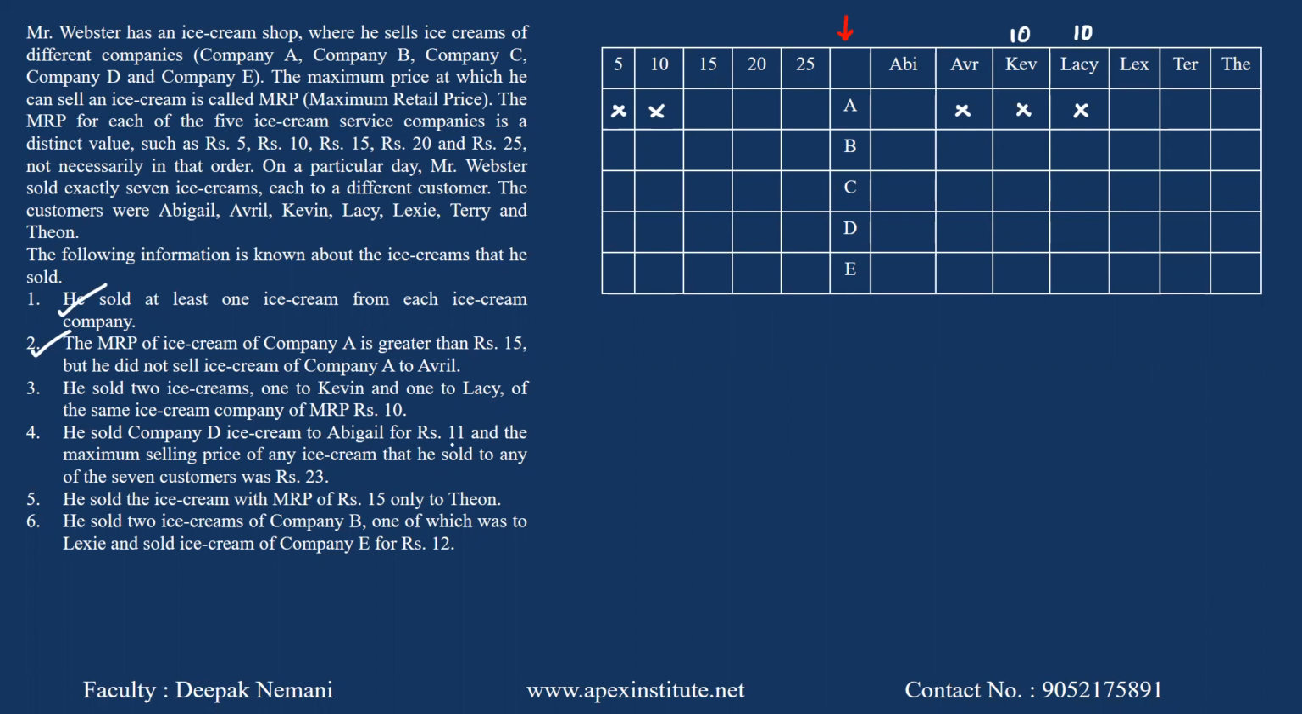Now, he sold company D ice cream to Abigail for rupees 11. So here you need to understand one thing, that selling price will always be less than or equal to the MRP. You cannot have an MRP of 10 and a selling price of 11. You cannot sell any item for a price which is more than the maximum retail price. So if the selling price of ice cream of company D is 11, its MRP cannot be 5, cannot be 10. And this was sold to Abigail. Perfect.